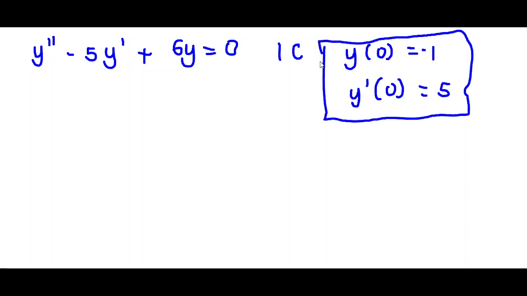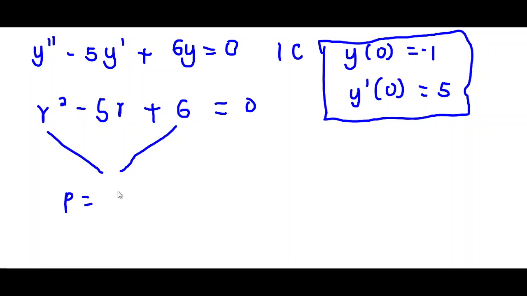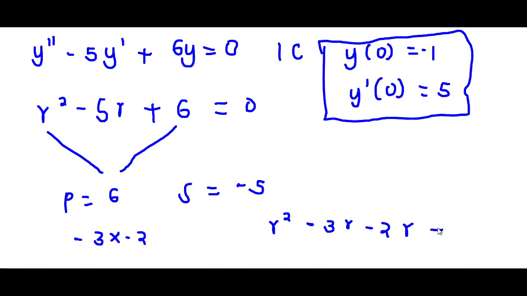So all we are going to do is first find the characteristic equation, whereby it will be r squared minus 5r plus 6 equals 0. Our product will be 6 and our sum will be -5. So the two numbers that we are looking for will be -3 and -2. So we're going to write it as r squared minus 3r minus 2r plus 6 equals 0.